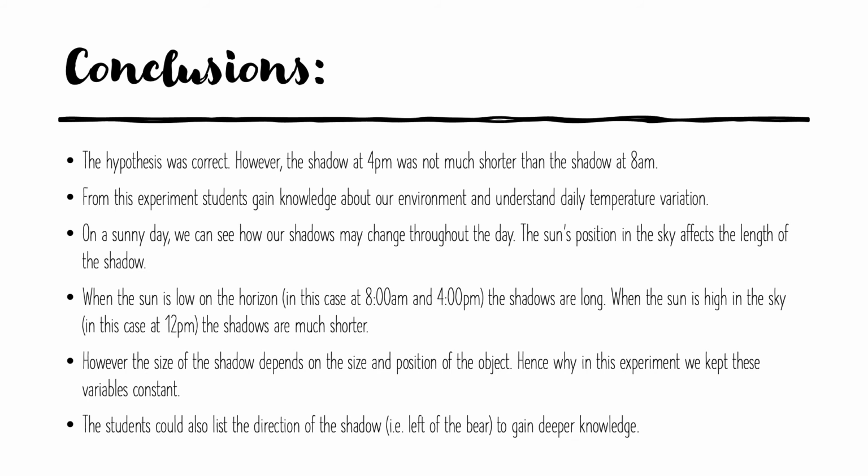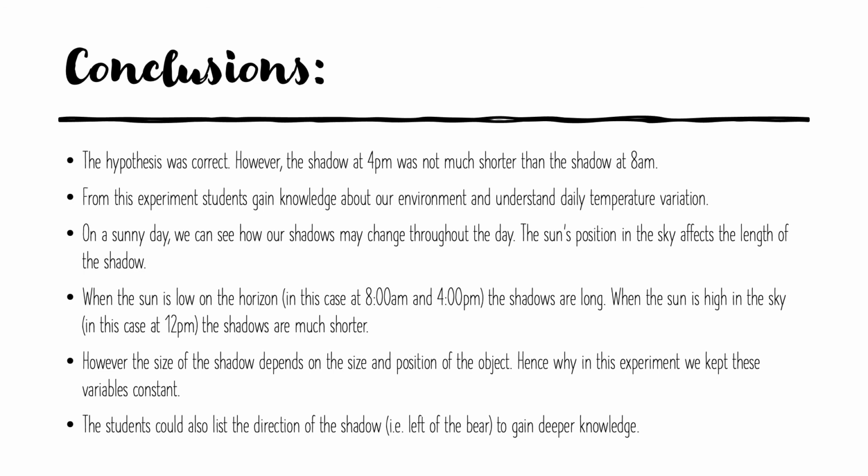From this experiment, students gain knowledge about our environment and understand daily temperature variation. On a sunny day, we can see how our shadows may change throughout the day. The sun's position in the sky affects the length of the shadow. When the sun is low on the horizon, in this case at 8 a.m. and 4 p.m, the shadows are long. When the sun is high in the sky, in this case at 12 p.m, the shadows are much shorter.